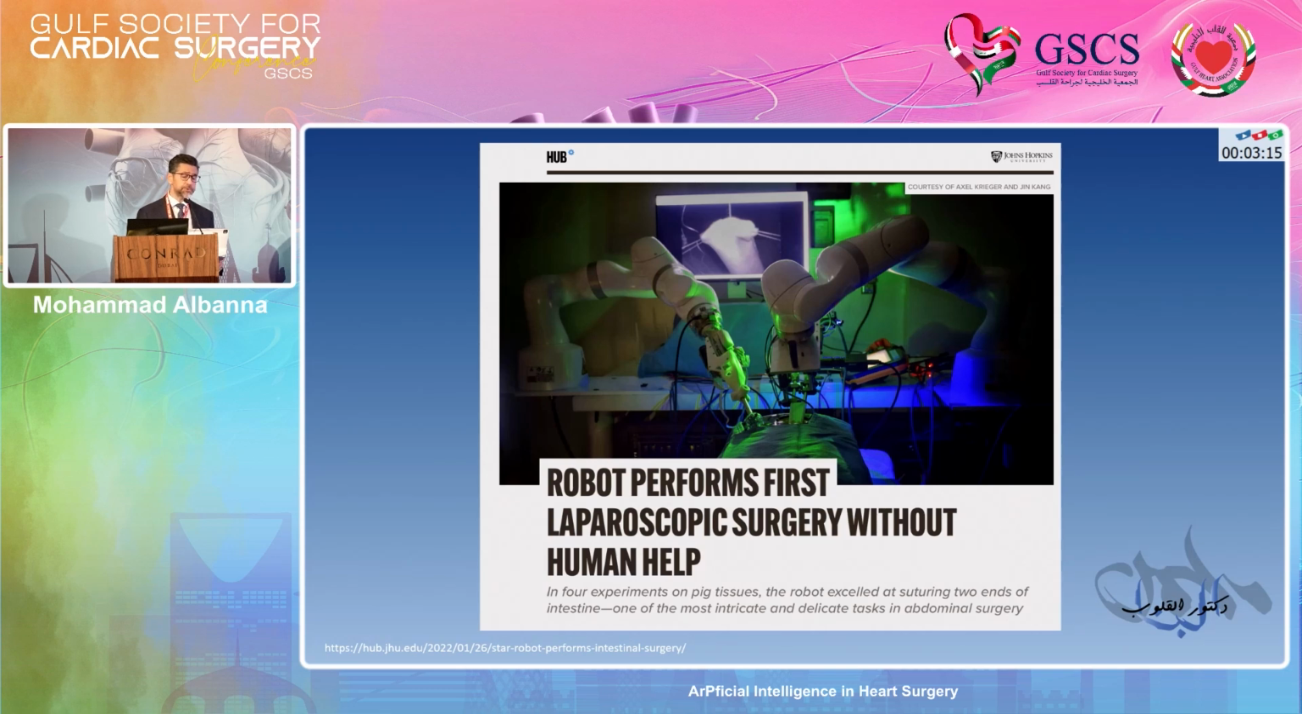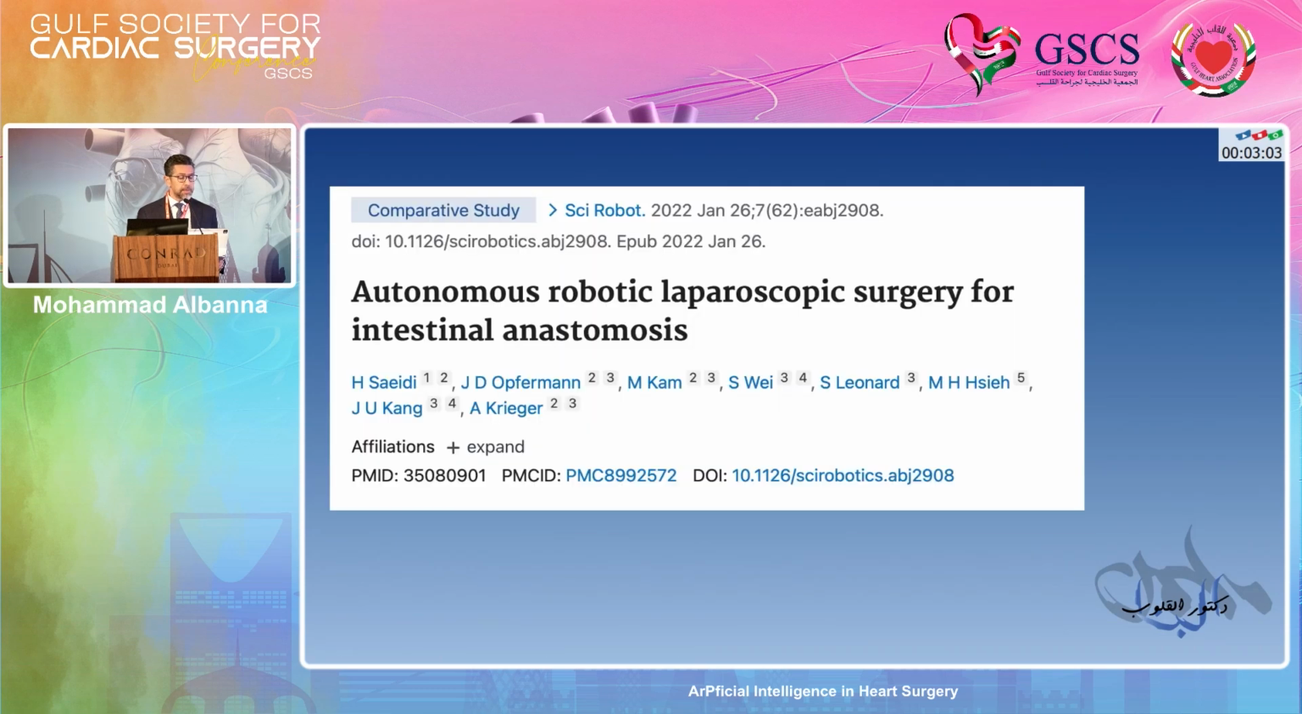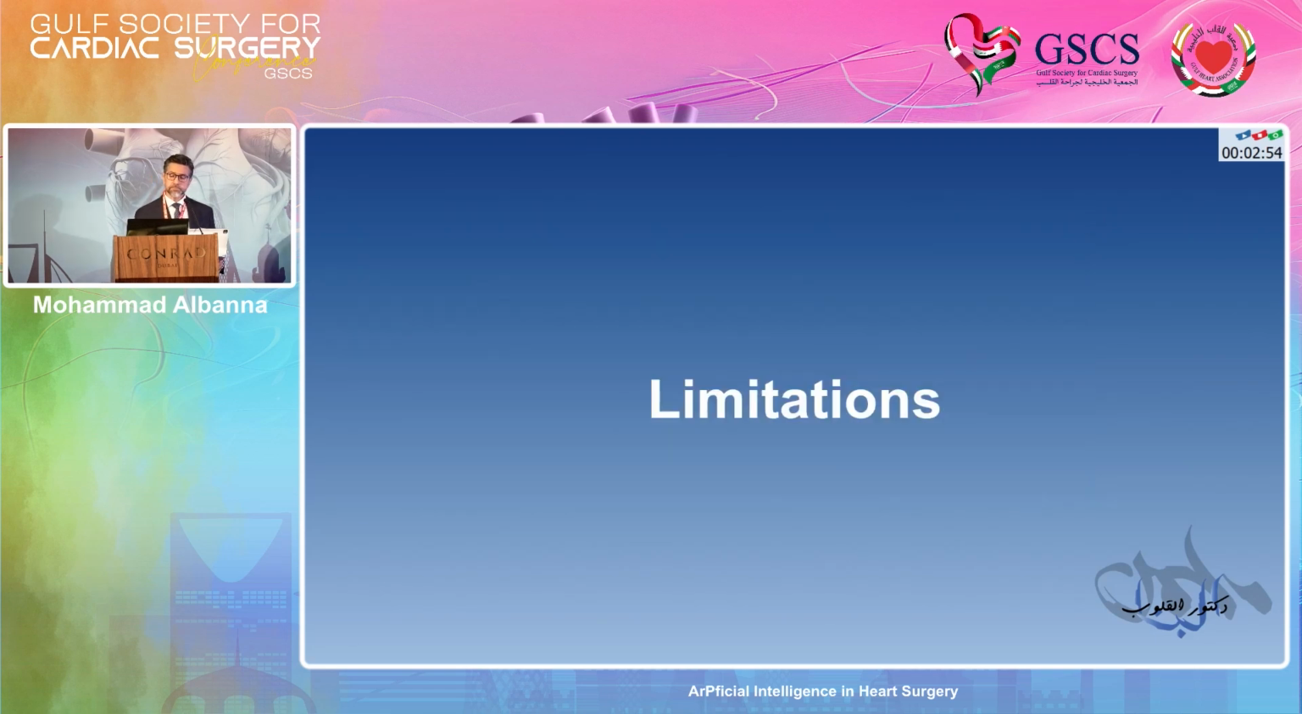Another team at Johns Hopkins was also able to perform in vivo autonomous robotic laparoscopic surgery for intestinal anastomosis. They were able to show over a one-week survival period in these animals, so surgical automation is coming. But what are the limitations of AI models and using AI in medicine?